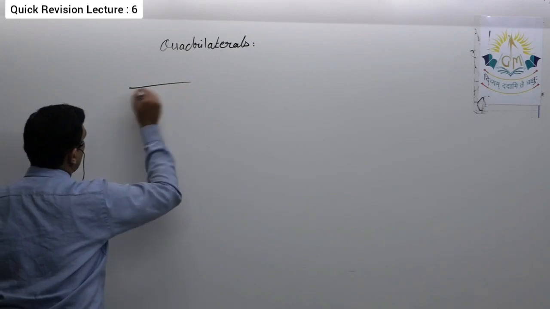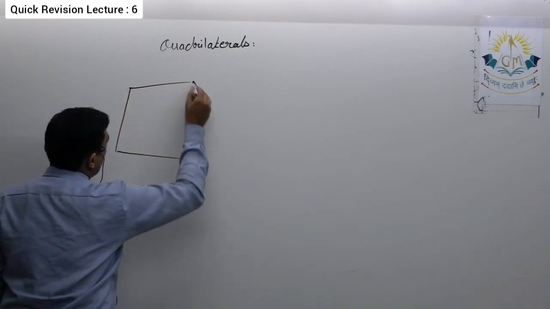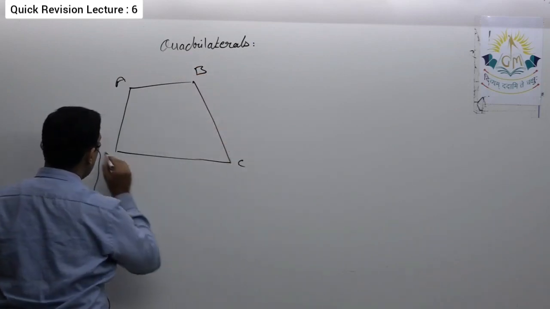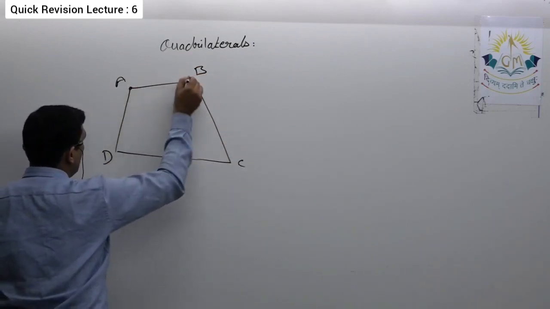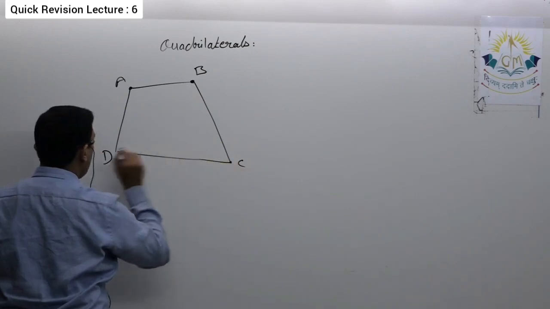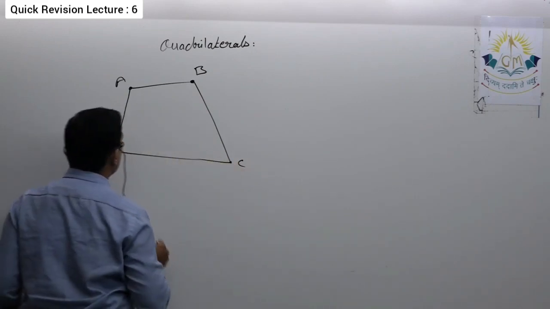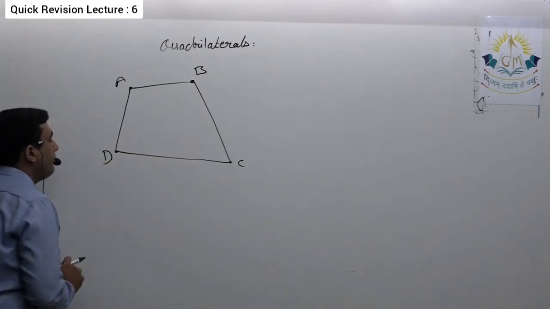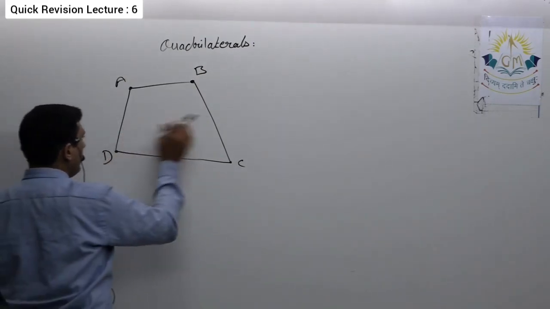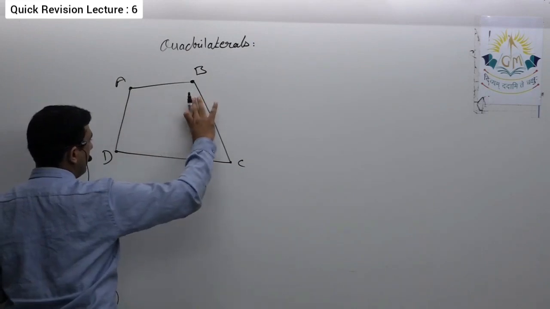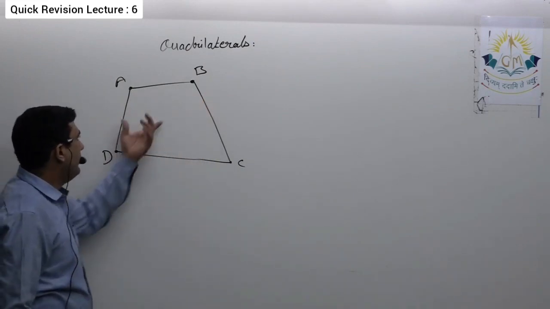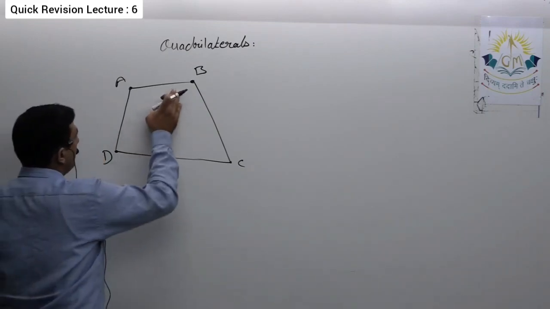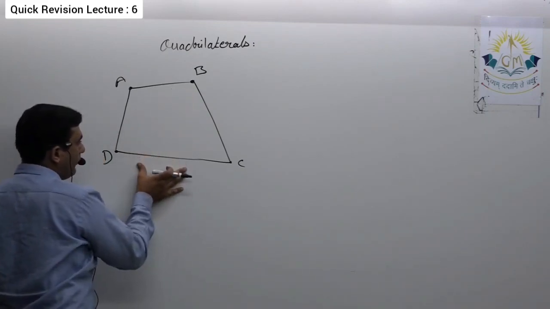Okay, so this is a quadrilateral ABCD. It has four vertices, or we can say it has four angles. It has four sides, AB, BC, CD, and DA. It has two pairs of opposite sides. AB and BC are called the opposite sides. Opposite sides do not have any vertex common. AB and DC is also a pair of opposite sides.